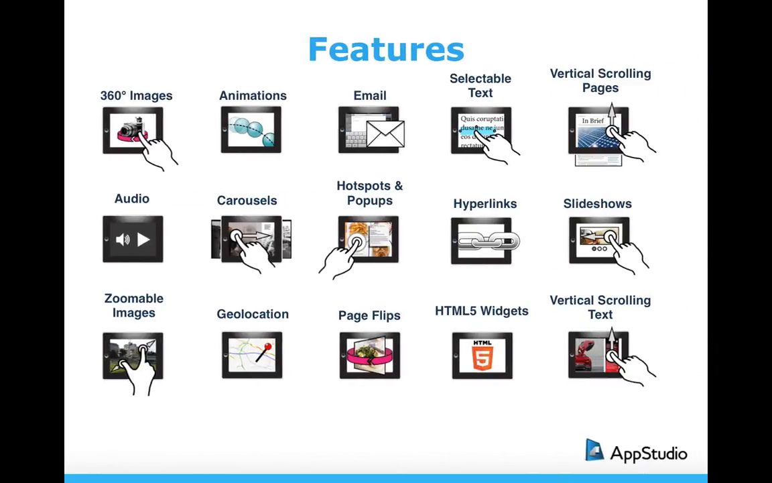What have we seen? I haven't shown you all of the features that App Studio allows you to do. There is more. I haven't shown you 360 images. We've seen most of the other one, carousel. Vertical scrolling pages I didn't show you. Flip page is a very nice effect that you can do, or geolocation. So if you're interested in that, go to our website. We're slowly adding training videos, and we're going to explain each of these features in detail.